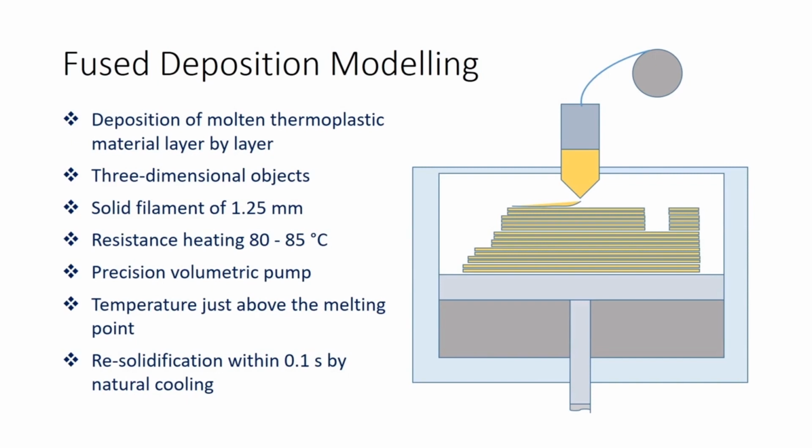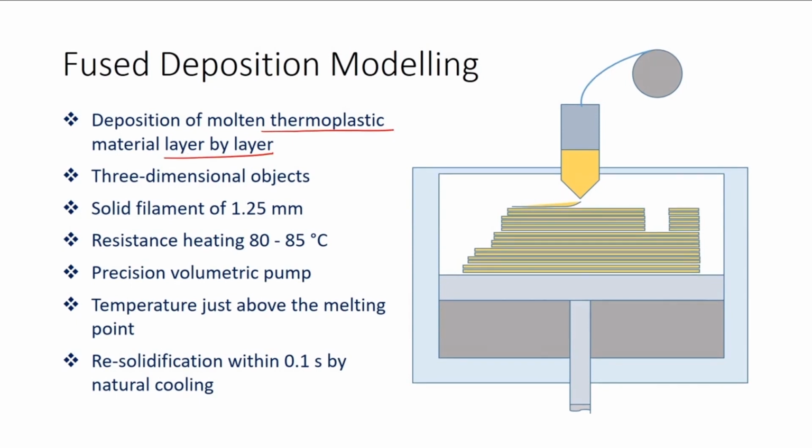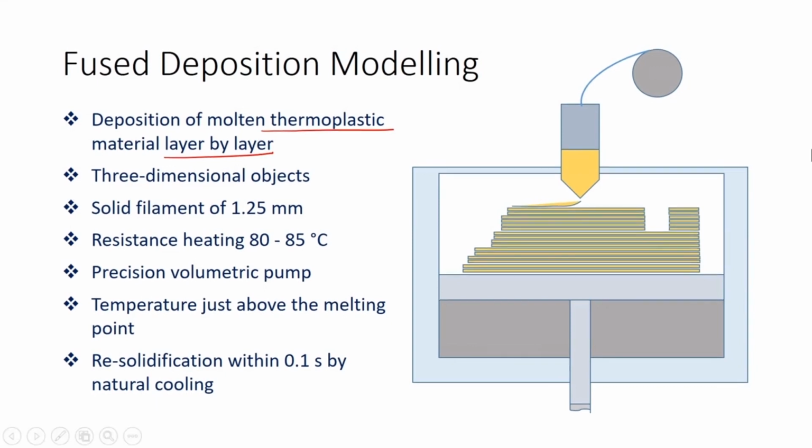The FDM process is carried out by depositing the molten thermoplastic material layer by layer. So, to deposit the molten thermoplastic material layer by layer, an arrangement can be seen on your screen. In this equipment there is a platform. This platform is arranged in a chamber. It has a roll, and this roll is having winding of filament, that is the raw material filament.